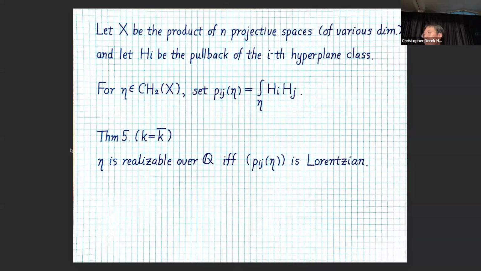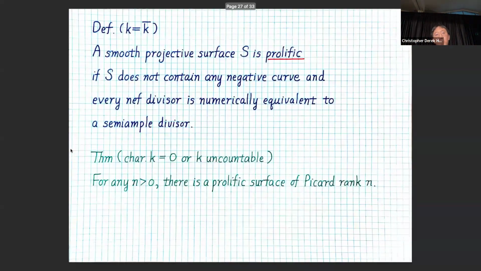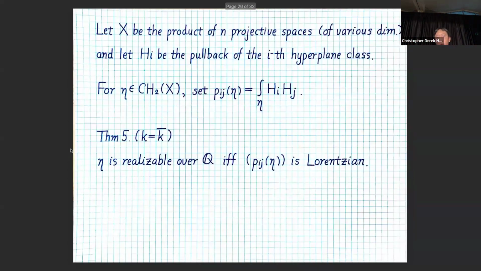And I later realized that you can omit the algebraic closedness assumption if you declare realizability by reduced and irreducible subschemes over K. And let me briefly indicate what the proof of this theorem is. As you can imagine, one direction, the necessity, simply comes from the Hodge index theorem applied to the resolution of singularities of the representing irreducible surface.